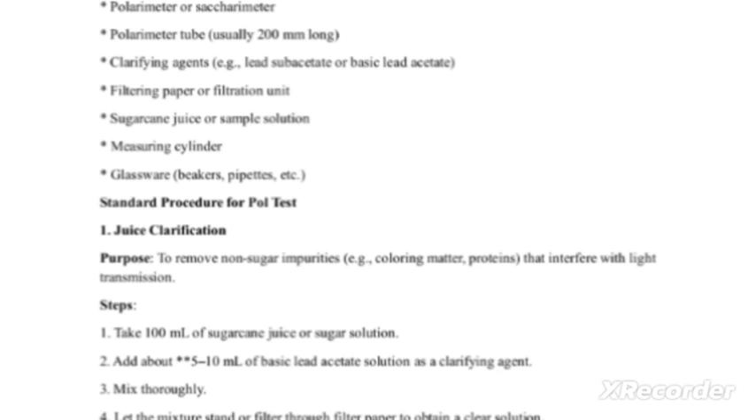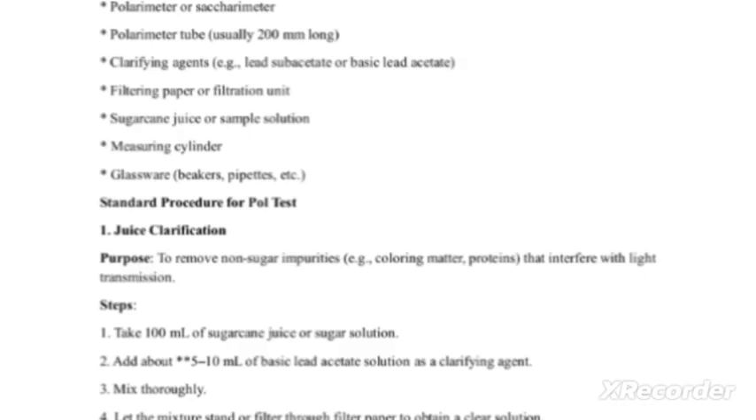Fill polarimeter tube. Fill the clean polarimeter tube with the clarified filtrate. Ensure there are no air bubbles and close both ends tightly. Measurement. Insert the tube into the polarimeter, align and calibrate the instrument. Read the angle of rotation directly from the scale.